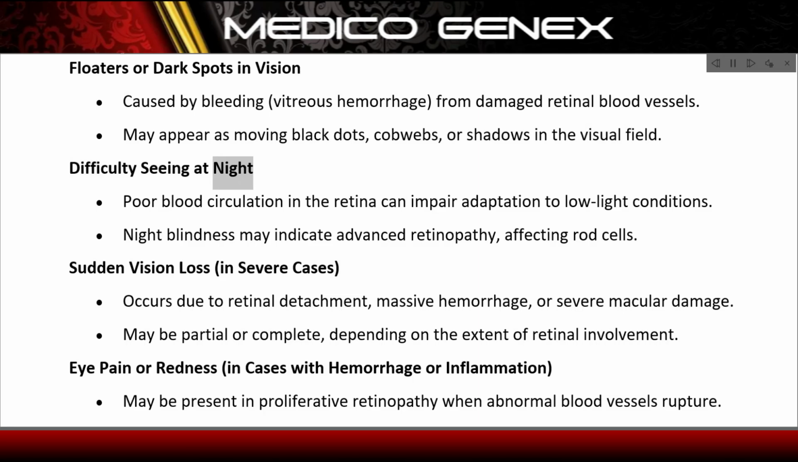Difficulty seeing at night. Poor blood circulation in the retina can impair adaptation to low light conditions. Night blindness may indicate advanced retinopathy, affecting rod cells. Sudden vision loss, in severe cases. Occurs due to retinal detachment, massive hemorrhage, or severe macular damage. May be partial or complete, depending on the extent of retinal involvement. Eye pain or redness, in cases with hemorrhage or inflammation. May be present in proliferative retinopathy when abnormal blood vessels rupture.